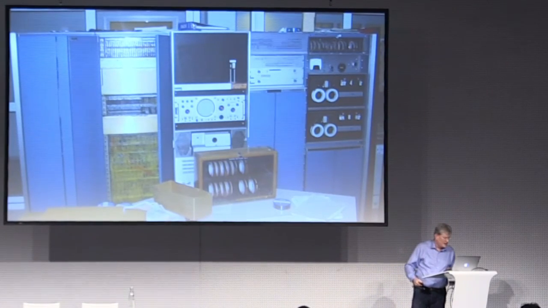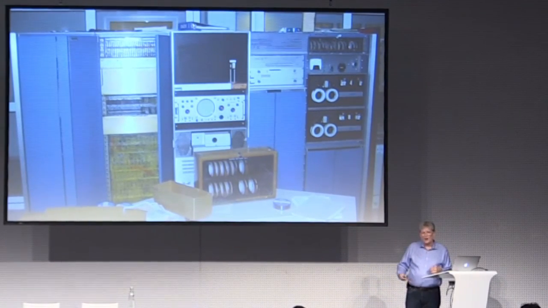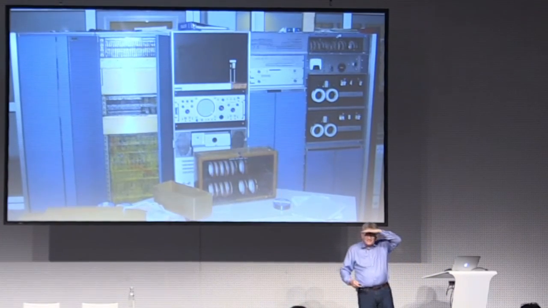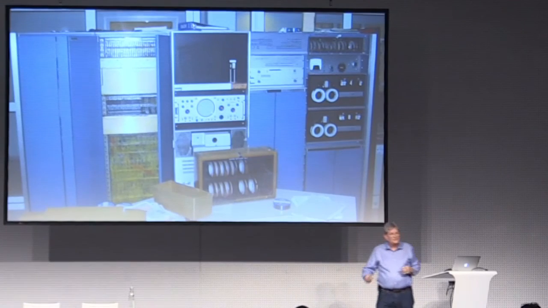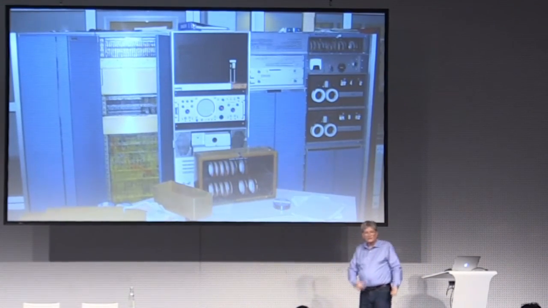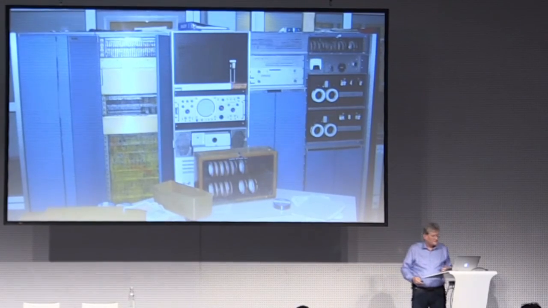How many of you have used nroff? Anybody know what nroff is? Somebody's got a hand up, right? This is the descendant of the original reason that Unix was created, which was to do document processing.